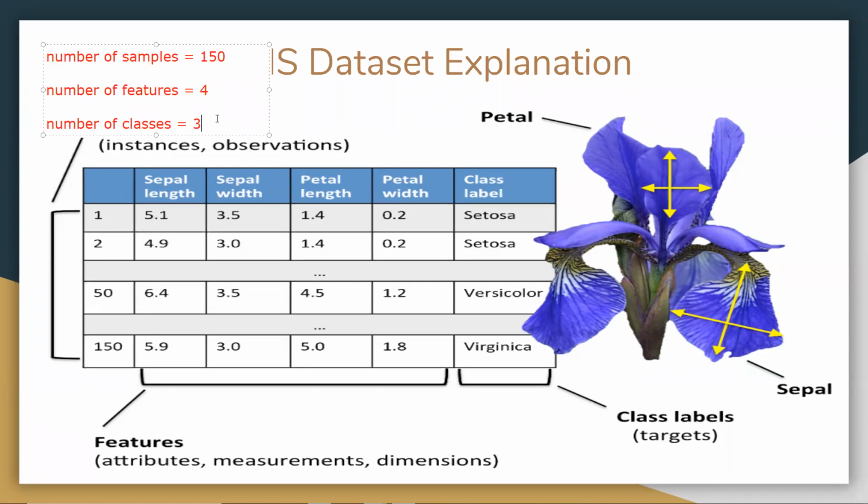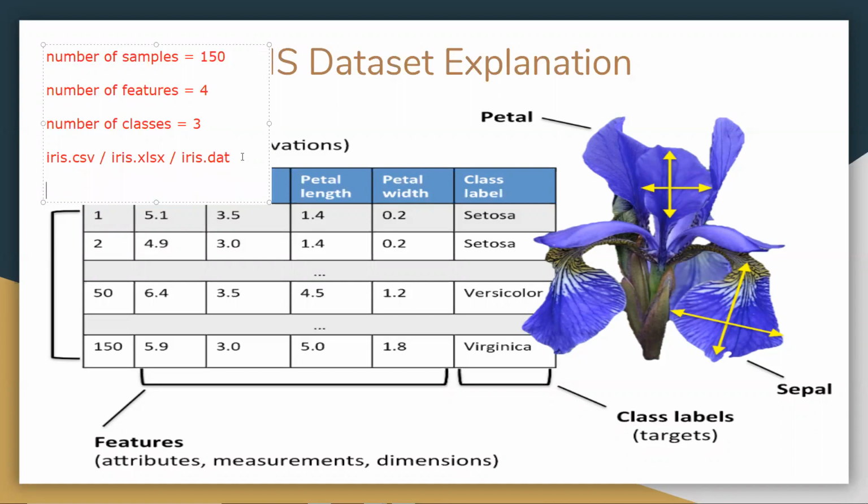Now you can load this dataset. There will be a file called iris.csv, or you can find an iris.xlsx Excel file, or you can find an iris.dat file. So this file can be in any format. It can be a CSV file, Excel file, or DAT file. It can be in any format.